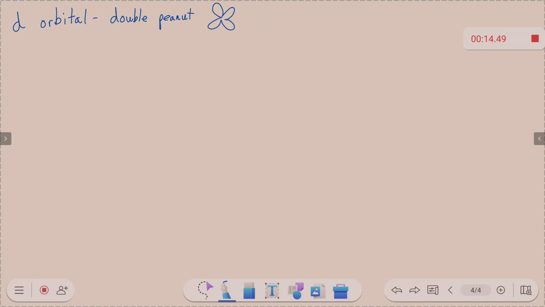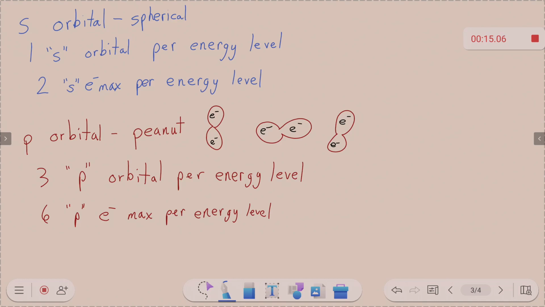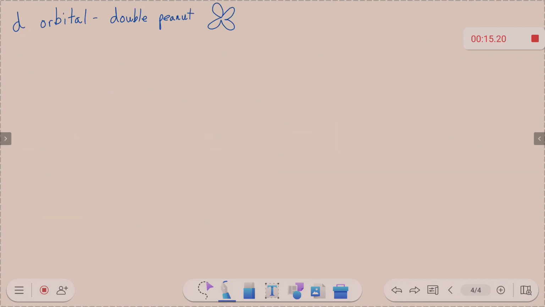Whatever. They don't line up on the axes. They actually line up in the space between the axes. And they can get a little bit more complicated as well, but we're sticking with the generalities. Well, if you started to see a pattern going back to the previous slide, it's a really short pattern, so it's easy to see. There's 1 s orbital per energy level, 3 p orbitals per energy level. It turns out that there are then 5 d orbitals per energy level.